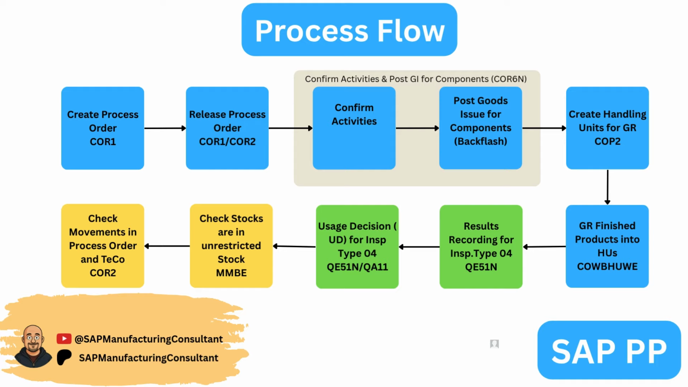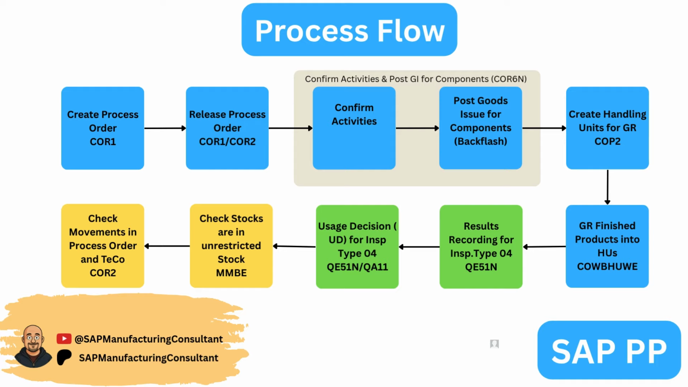Then we have a couple of processes that can be done in one transaction, which is the confirmation of activities and posting liquid issue for the components, because in this case, we're going to be using backflush. Then we have another process for creating the handling units for the goods receipt. We'll be using the COP2. Then we're going to create the goods receipt for the finished product into those handling units that were created previously.